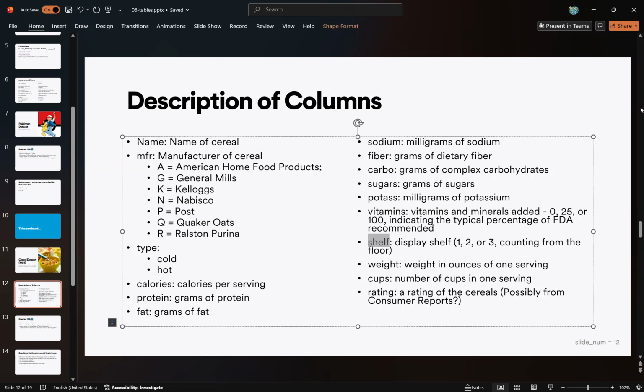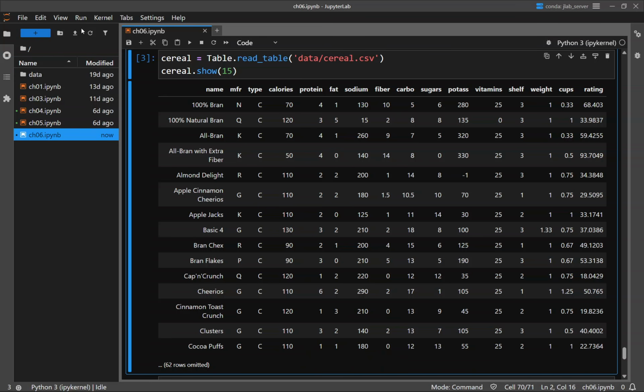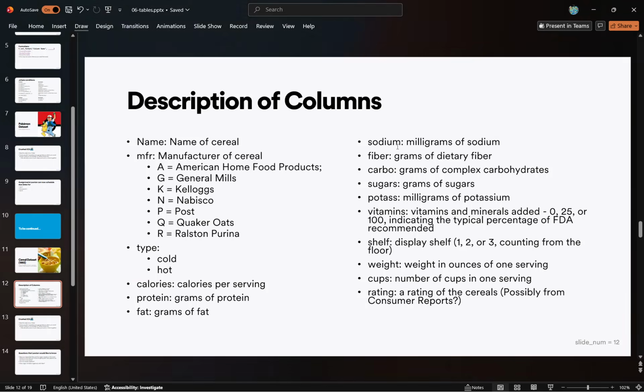And then shelf is a fun one. I have some fun things to do with that if you don't ask the same question yourself. Shelf is what shelf the cereal was on at the store where they took this data. It's going in order from the bottom. So here's my best diagram of the shelves. Shelf 1 was the closest to the floor. Shelf 2 was the next one up, and then shelf 3 was the highest shelf in the aisle where they put their cereal at this supermarket.